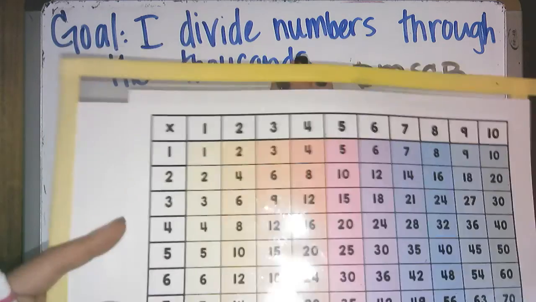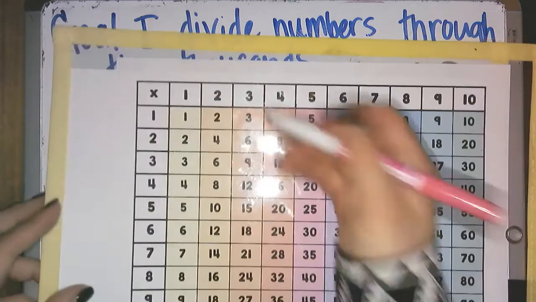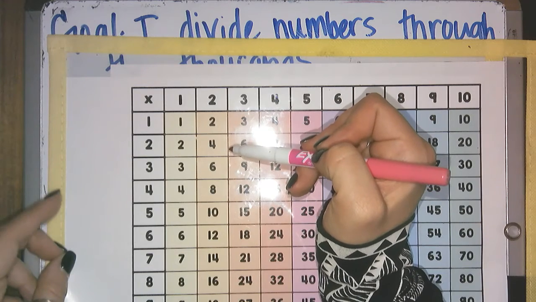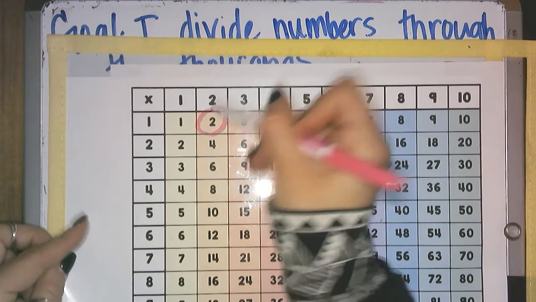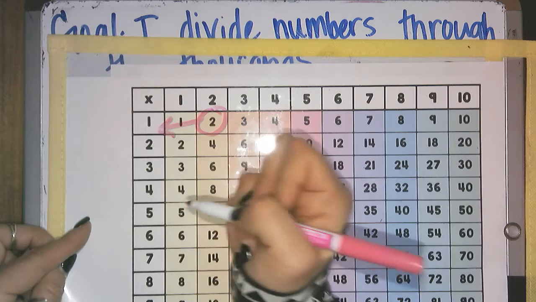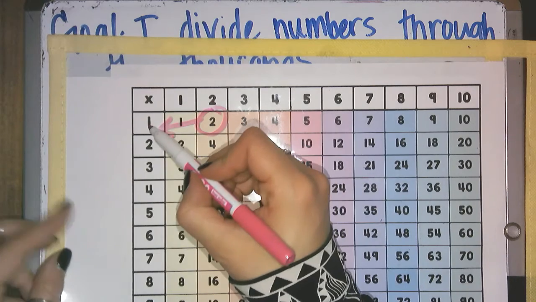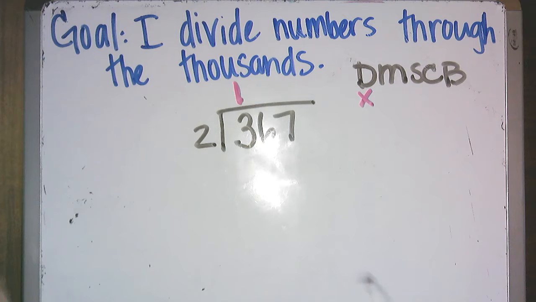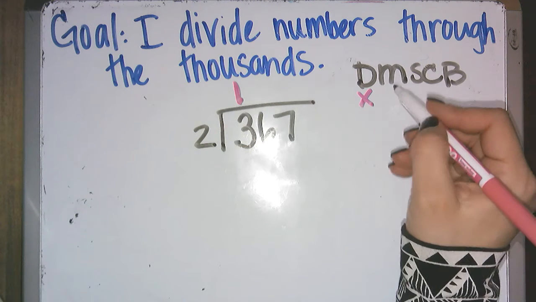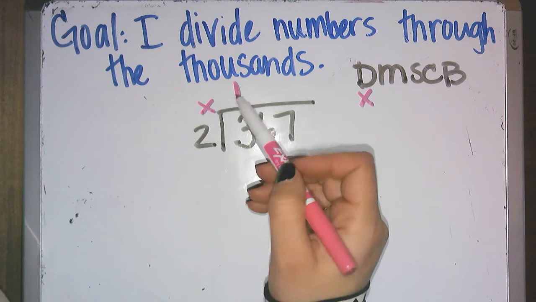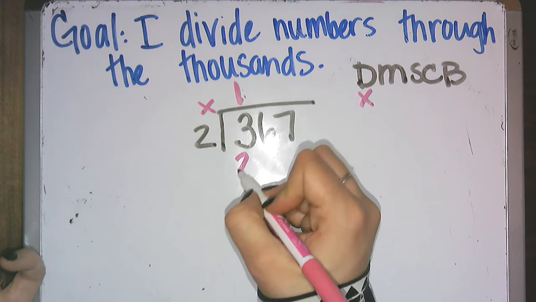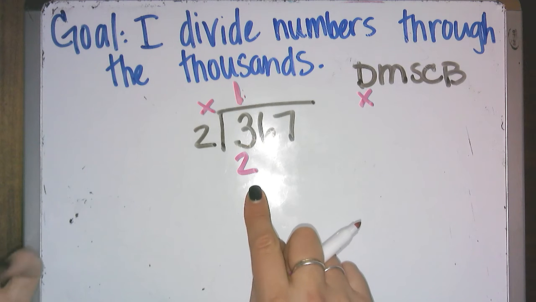So I can grab my multiplication chart and go to my 2's column, and I'm looking for the number closest to 3 without going over. I see that's 2, which means 3 divided by 2 is 1. So I'm going to write 1 up top. I divided. Now I need to multiply. When I multiply, I do my top times my side. So 1 times 2. And 1 times 2 is 2. My answer goes down below.